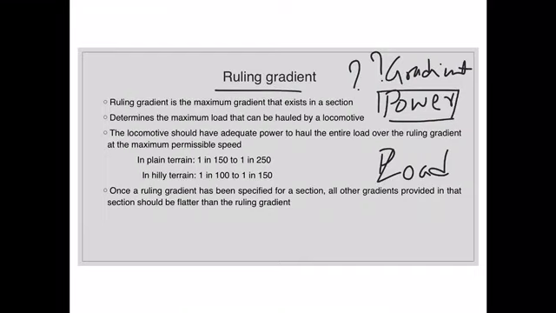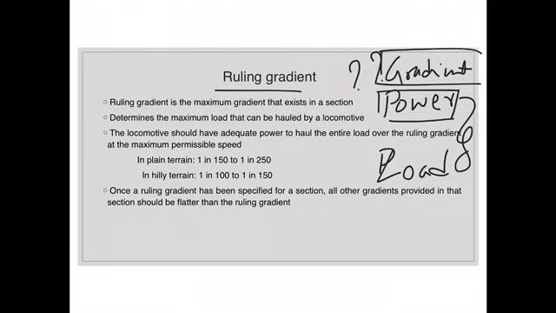We will know the load carried by the train, and the power of the engine is also fixed. Considering these two, we can fix what gradient can be provided in that particular section. But the gradient calculated depending upon these two conditions should be below the ruling gradient. Your gradients must never increase more than the ruling gradient, because the ruling gradient determines the maximum load that can be hauled by the locomotive.